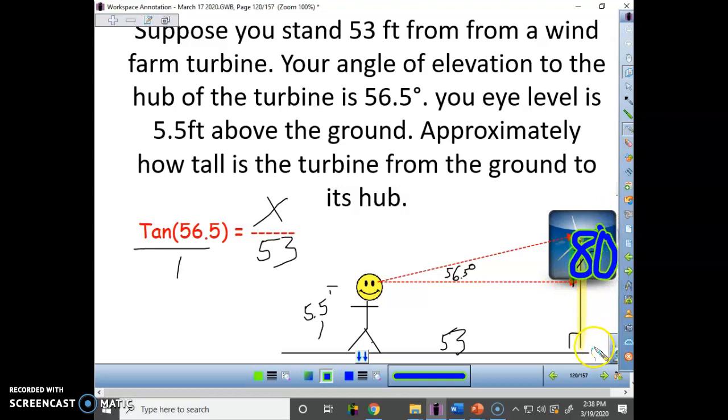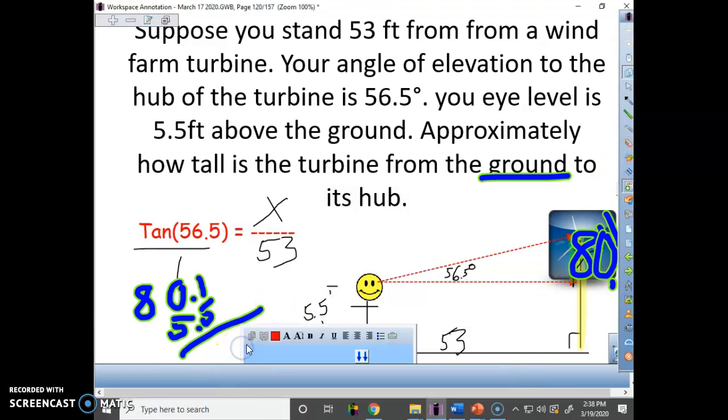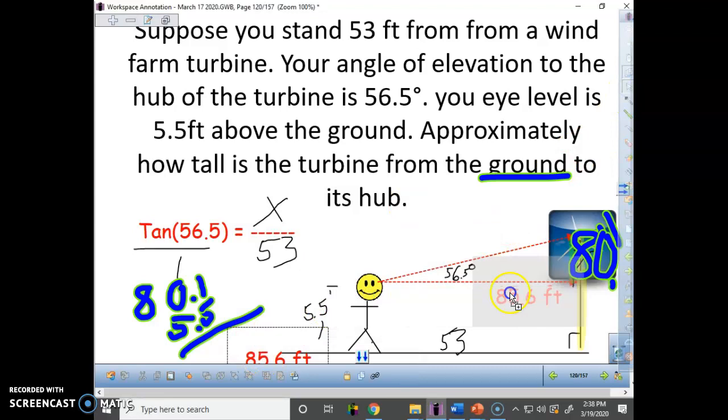We'll just say straight up 80, maybe 80.1. All right. Is that our answer? We want to know how tall from the middle of the turbine to the ground. Well, we have to add on our 80 feet. So it was 80.1 plus another 5.5 to get a total of 85.6 feet. And that is what we get for our answer.